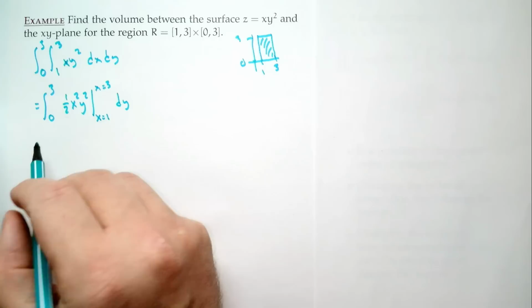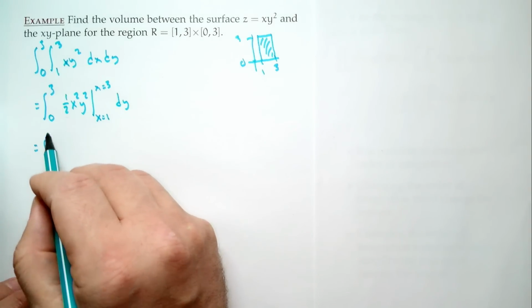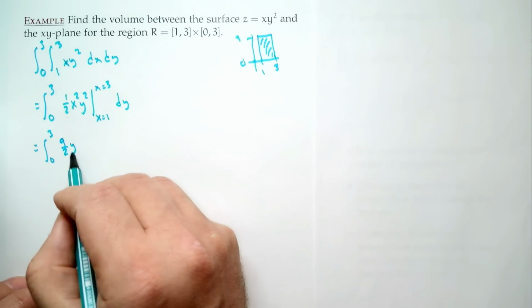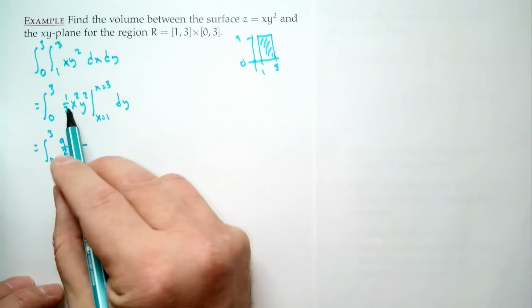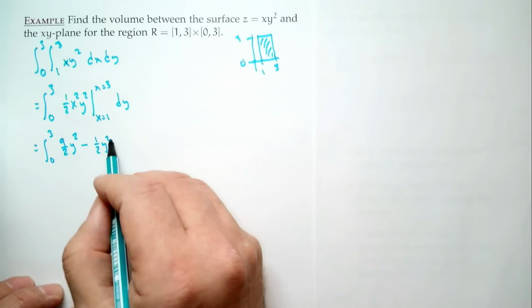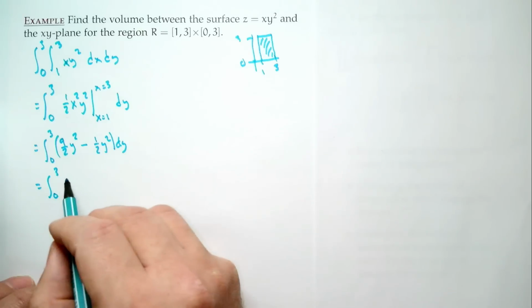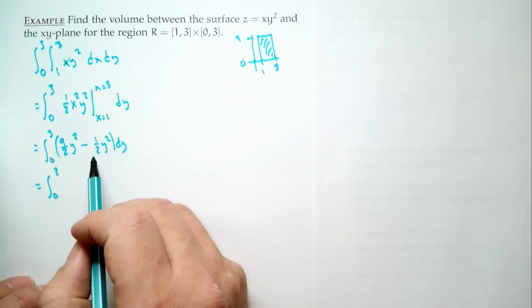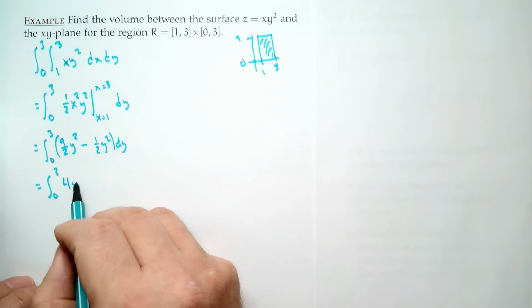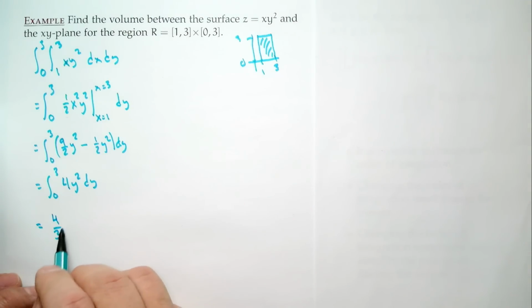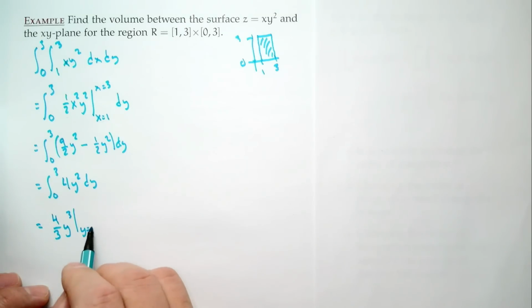Okay, so this will become the integral from 0 to 3. Plug in x equals 3, that's going to be 9/2 y squared. Subtract, plug in 1, that'll be 1/2 y squared dy. And if you evaluate that, well, 9/2 minus 1/2 is 8/2, so that's 4y squared. Okay, now we integrate with respect to y. What's the integral of 4y squared with respect to y? 4/3 y cubed, going from y equals 0 to y equals 3.